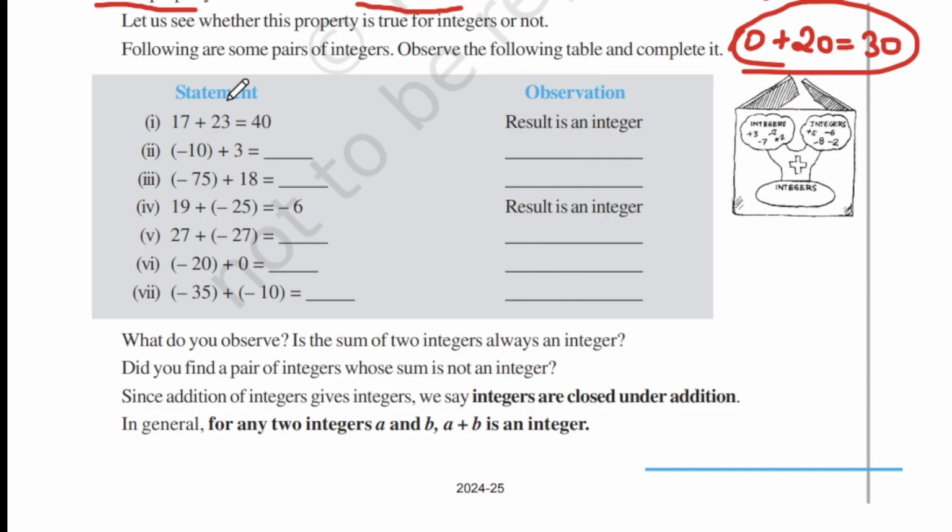So the first one is 17 plus 23. 17 is a whole number, 23 is a whole number, and they both are integers as well. So 17 plus 23 is equal to 40. So the result is an integer. Okay, let's see the next one: minus 10 plus 3. So what is minus 10 plus 3? It is minus 7. So the result is an integer, so here we can write integer.